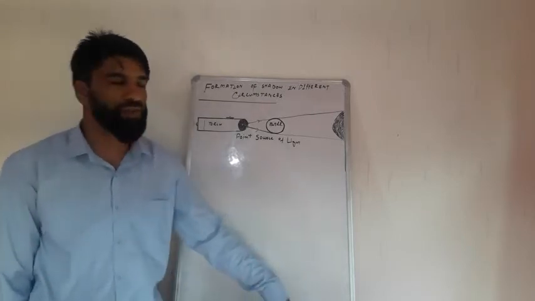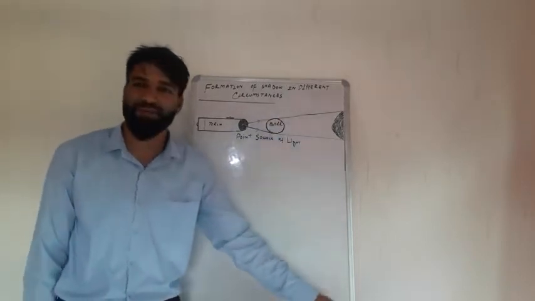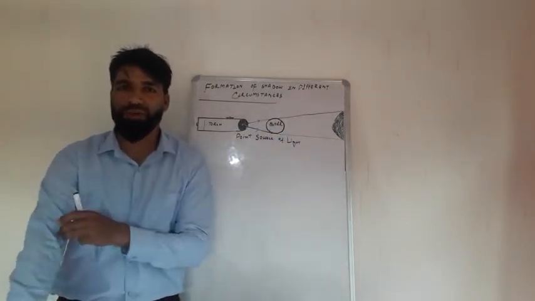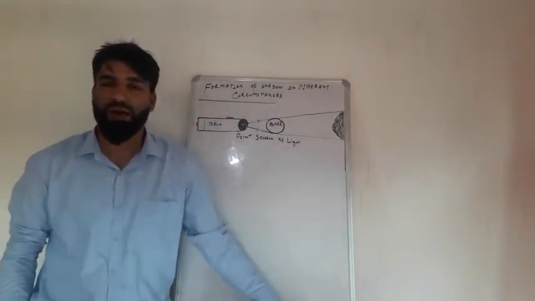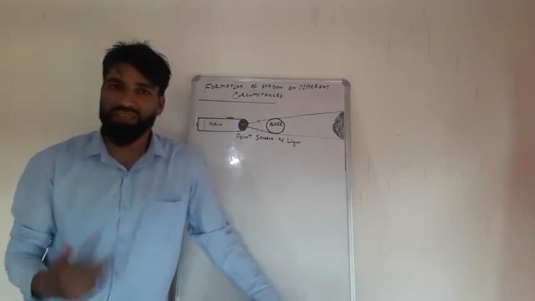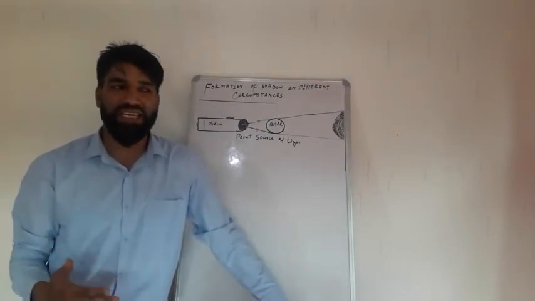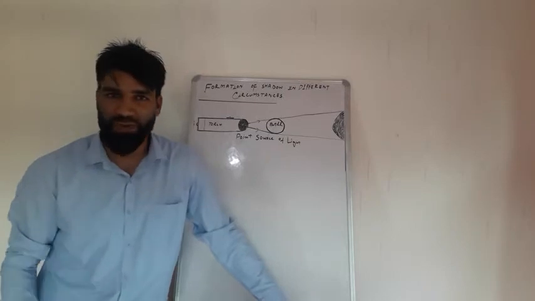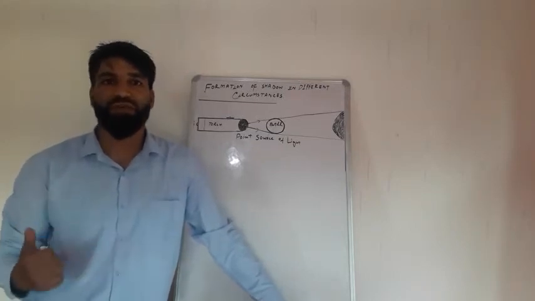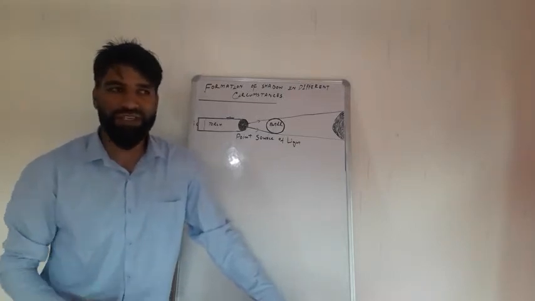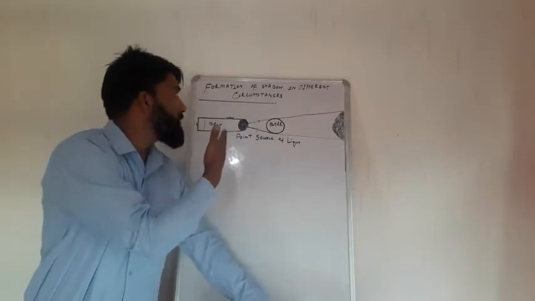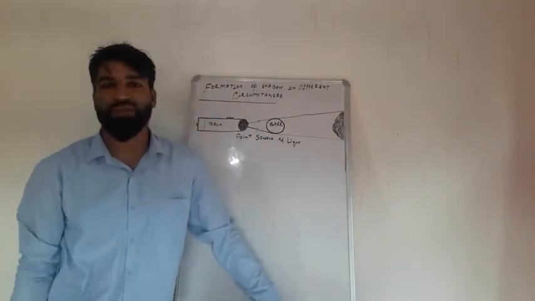Today our topic is formation of shadow in different circumstances. As you know, in our previous lecture we have discussed how shadow gets formed, what actually a shadow is, what are the various conditions that are essential for the formation of shadow, and what is the nature of shadow. Today we will discuss the formation of shadow in different circumstances.